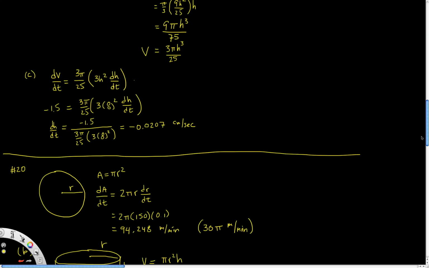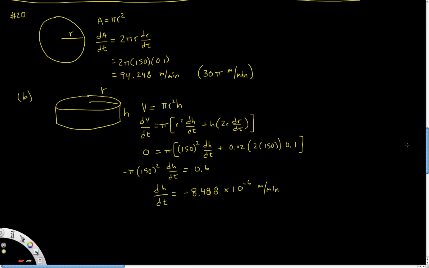Let's go on to the next one, number 20. In number 20, you have an oil slick that's spreading. They tell you that the oil slick is circular with radius r, and they ask you how fast is the area of the oil slick changing when the radius is 150 meters.